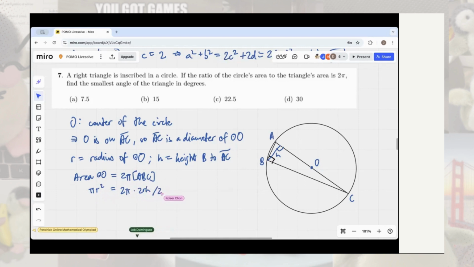Essentially this one is 2r since AC is the diameter. And then you can cancel stuff. You can cancel pi, you can cancel this, you can cancel one of the r's. That will mean that r equals 2h, or h equals r over 2.